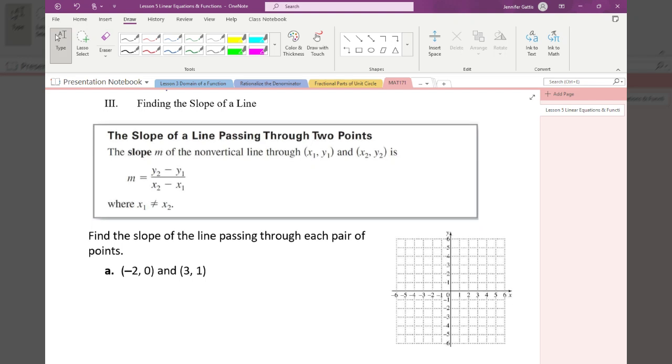Next part of linear equations and functions, where we're going to be talking about finding the slope of a line passing through 2 points. The slope of any non-vertical line through any 2 points, x1, y1 and x2, y2, is modeled by the formula m is equal to y2 minus y1 over x2 minus x1, where x1 and x2 are not equal. So this is important. Why do you think x1 and x2 cannot be equal?